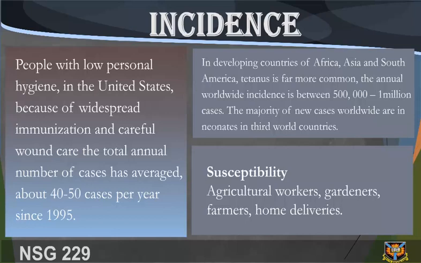In the United States, because of widespread immunization and careful wound care, the total annual number of cases has averaged about 40 to 50 cases per year since 1995. In developing countries of Africa, Asia, and South America, tetanus is far more common. The annual worldwide incidence is between 500,000 and 1 million cases. The majority of new cases worldwide are in neonates in third world countries. Susceptibility: agricultural workers, gardeners, farmers, home deliveries.